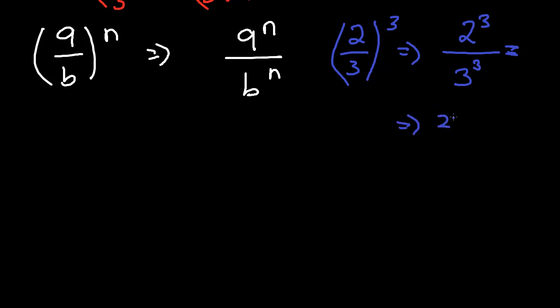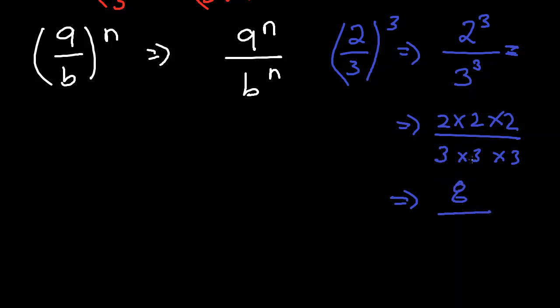2 to the power of 3 is 2 times 2 times 2, divided by 3 to the power of 3, which is 3 times 3 times 3. And that gives us, well, 2 times 2 is 4, times 2 is 8, so 8. And then 3 times 3 is 9, times 3 is 27. So that gives us 8 over 27.